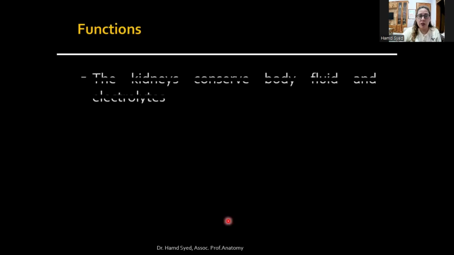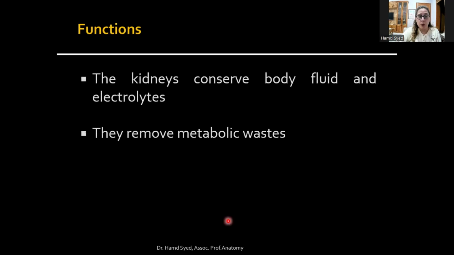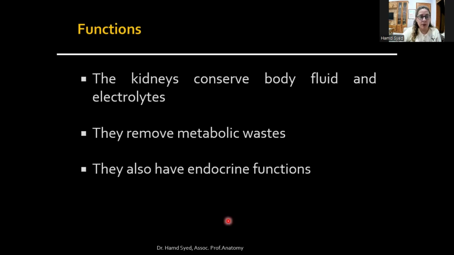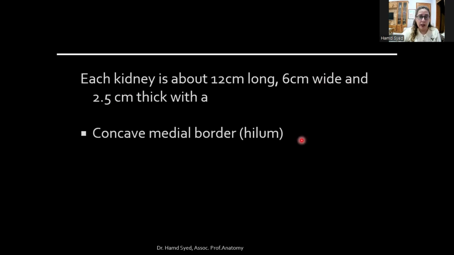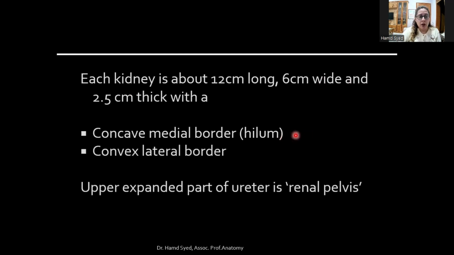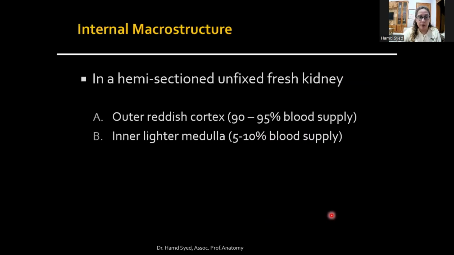So these are the components of the urinary system. Now, what are the functions of the kidney? We know that they conserve body fluid and electrolytes, and they remove metabolic waste products, and they also have some endocrine functions. Regarding the dimensions of each kidney, it is about 12 centimeters long, 6 centimeters wide, and 2.5 centimeters thick, with, like I told you, a concave medial border, that is the hilum, and a convex lateral border. The upper expanded part of the ureter is known as the renal pelvis.